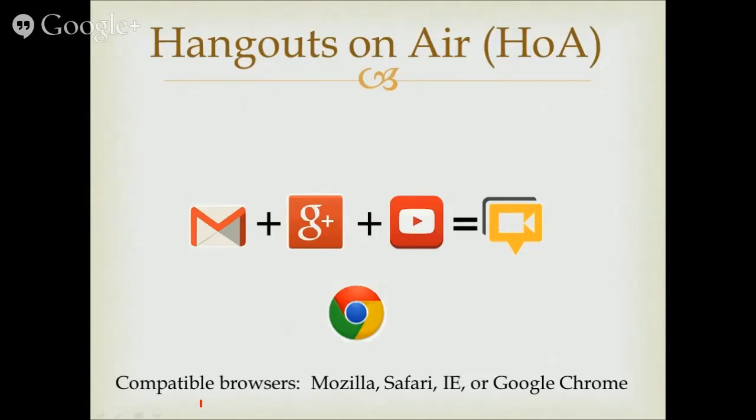But it's kind of a no-brainer. All of these other applications are Google applications. It makes sense that the most compatible browser will be Google Chrome. So wherever possible, if you're hosting or attending a Hangout on Air session as a presenter or as a panelist or participant, it's a good idea to have Google Chrome loaded on whatever you're using, whether it's a computer, a laptop, a smartphone, or a tablet.